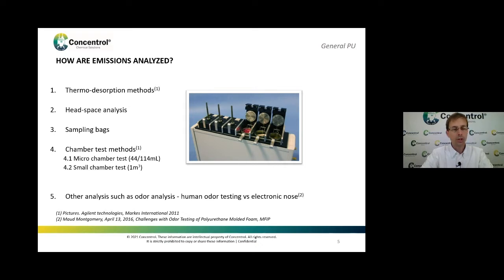And finally, when we talk about the odor, we need to understand that nowadays there is still no analytical technique able to analyze the odors. So in most cases, we rely on the analysis done by trained people who are able to do this kind of test.